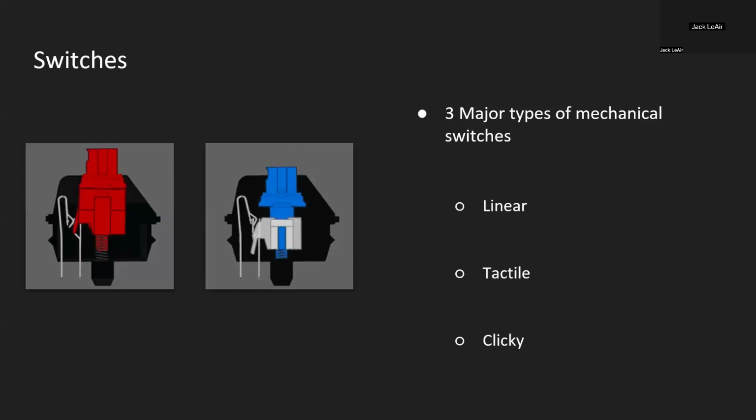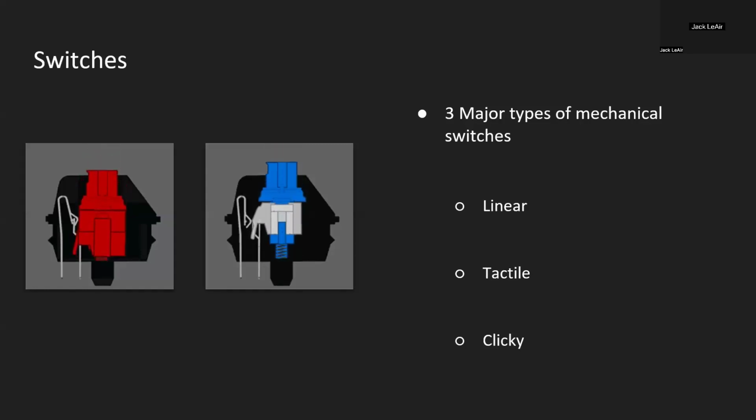Cherry MX is a brand or a company that produces switches, and they're probably the most well-known company that creates mechanical switches. I know Corsair uses Cherry MX switches for a lot of their keyboards. I think my first mechanical keyboard was Corsair, and it had Cherry MX Reds.